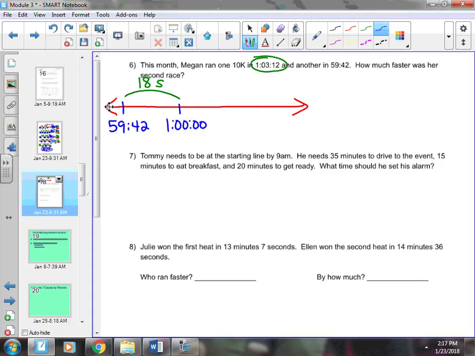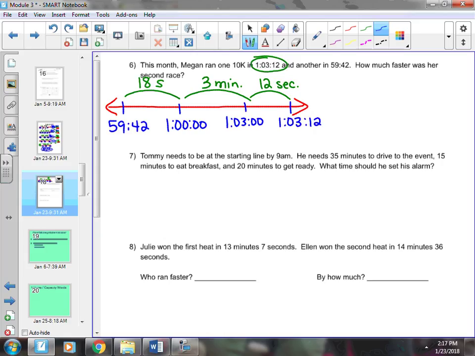I'm going to jump 3 minutes, and that gets me to 1 hour, 3 minutes. But I'm supposed to be going to 1 hour, 3 minutes, and 12 seconds. And in a race, every second counts. So I better add those 12 seconds. And there, I'm to that other time that I'm supposed to be.